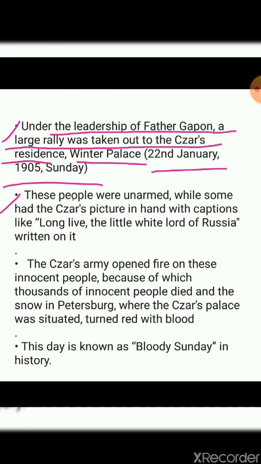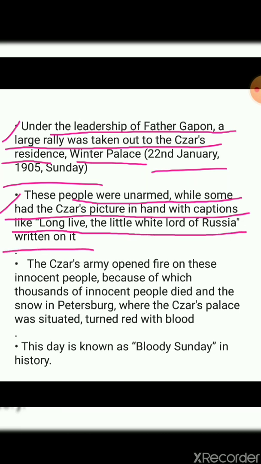Next, these people were unarmed, while some had the Caesar's picture in hand with a caption like, "Long live the little white lord of Russia," written on it. Some were unarmed, that means they were not having any weapons with them. Some had pictures of the Caesar. And a caption was written, a proverb. And what was the proverb? "Long live the little white lord of Russia."